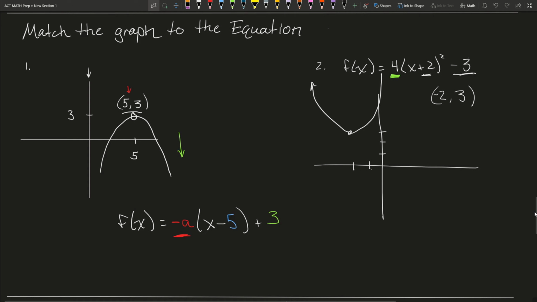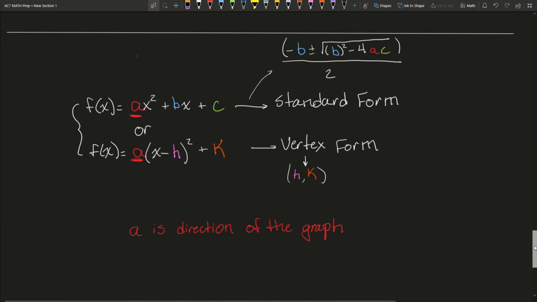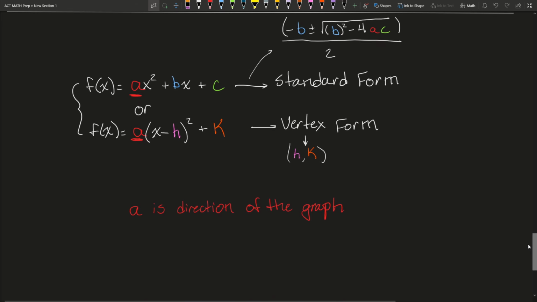So to recap, there's a couple different types of questions about quadratics. There's finding zeros, there's factoring, there's matching graphs with equations, and there are finding minimum and maximum. If we just know a handful of things, we can answer all those questions pretty easily. The first is just knowing that these two equations exist and what each of the letters do. For each equation, a will tell you what direction the graph opens. If a is positive, it opens up. If a is negative, it opens down.